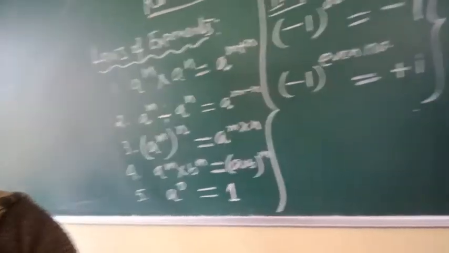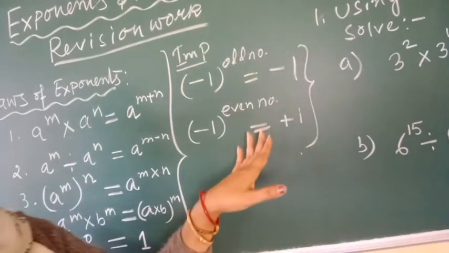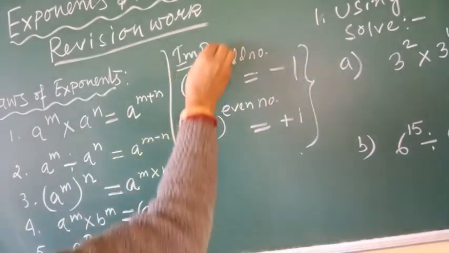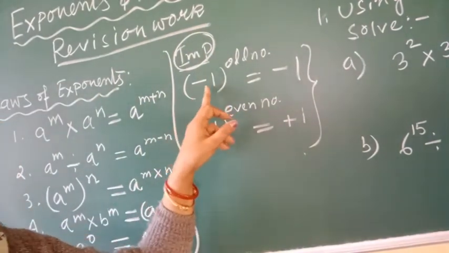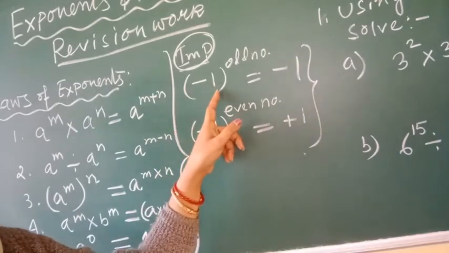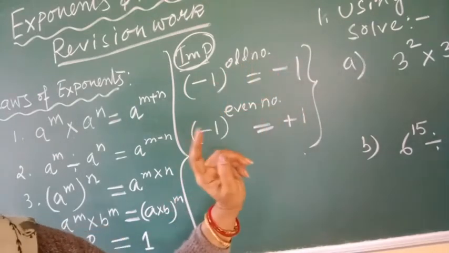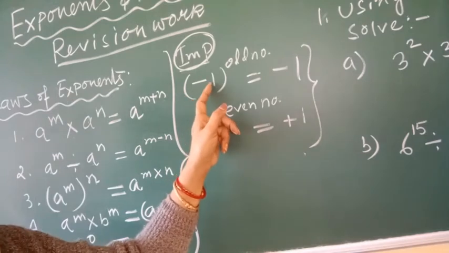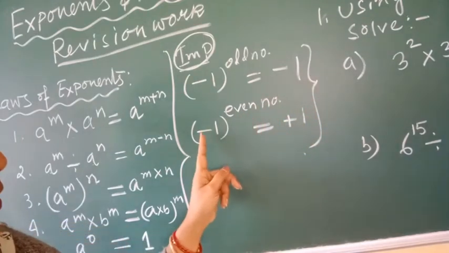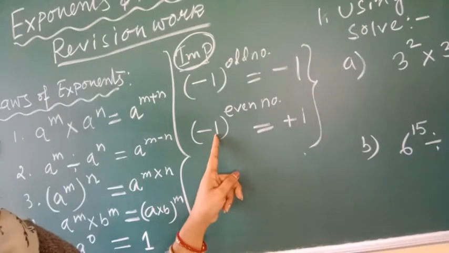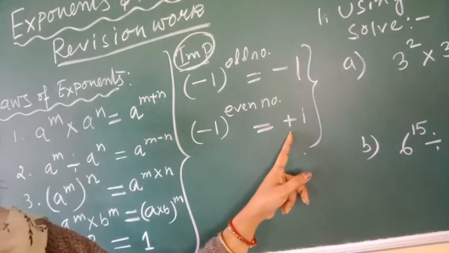Come to the next and very important thing, keep it in your mind. Any time you need this kind of thing you will face it, so it is very important. That's why I have written here very important. When minus of any number, if the power is odd number, then the result will be minus only. And the same condition, but minus of any number, if the power is even, then the result will be positive. Understood? It is very important.